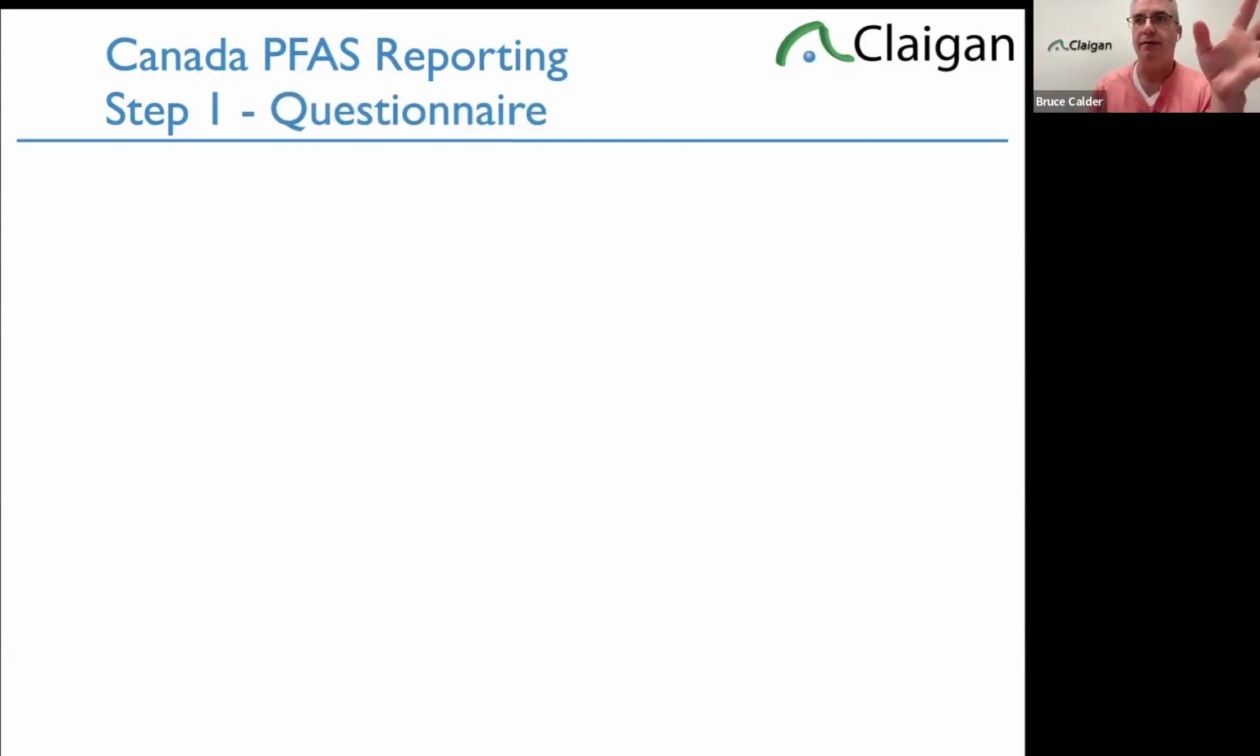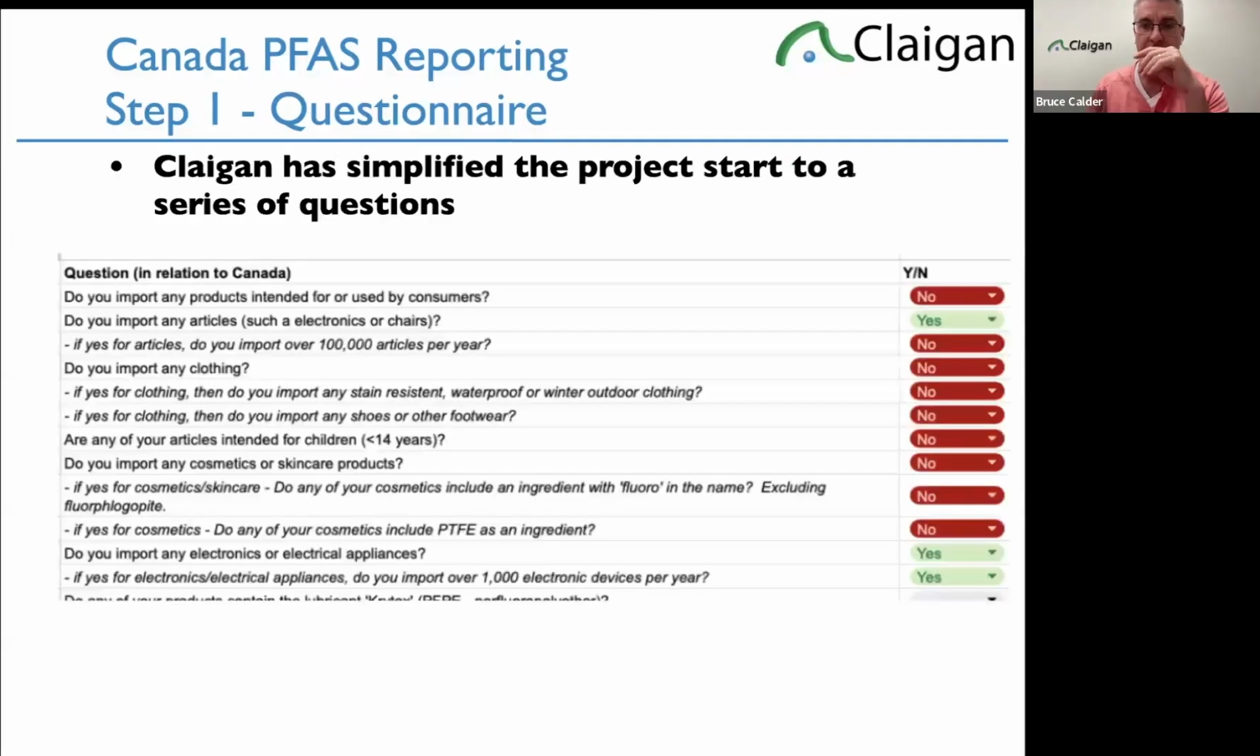So step one, we have simplified the project to start with a series of questions. These are yes, no, and unknown. Unknown's an answer. And most of them seem wildly obscure, but there's a reason for it, because certain things are not going to be a problem in certain situations. Like, do you import any articles such as electronics or chairs? Yes. Do you do over 100,000 of them a year? No. That actually limits the number of PFAS that can make the 100 kilogram limit. It's actually important. So you have electronics. There are things we're going to have to do, and there are more questions about electronics.